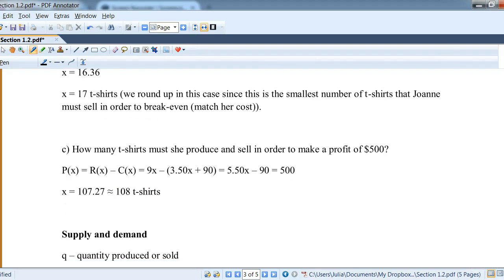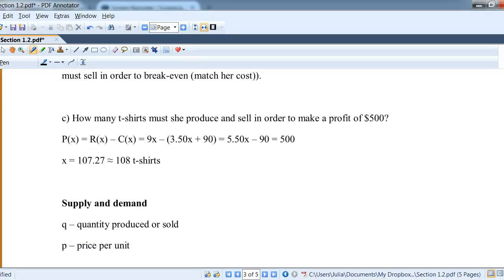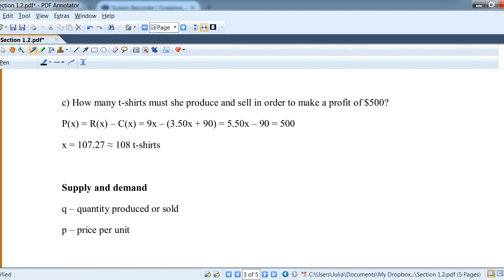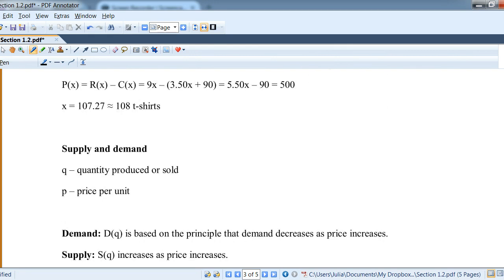Next concept that we'll discuss, that's from basic economics, is supply and demand, which can be defined in different ways. In this book, we're going to define Q as the quantity produced or sold, basically the number of items, and P is the price per unit. So there's various ways you can set it up.